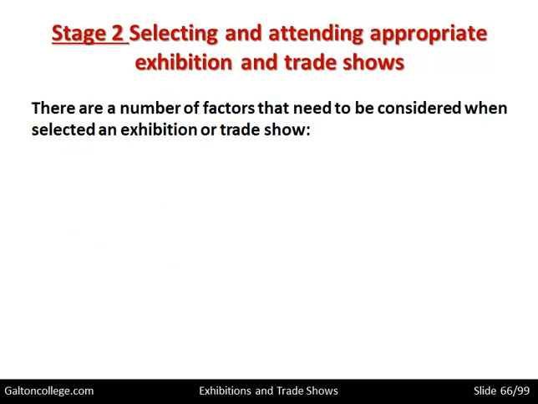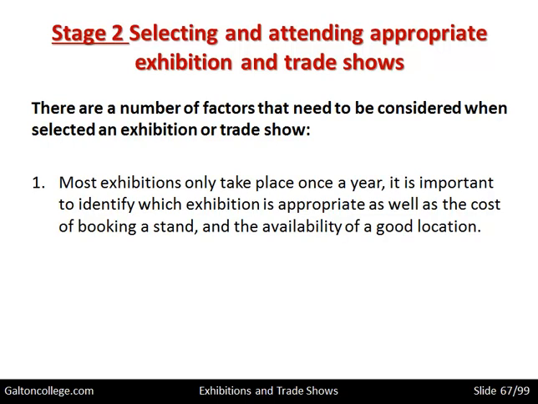There are a number of factors that need to be considered when selecting an exhibition and trade show. Well, most exhibitions only take place once a year, as I said earlier, and it's important to identify which exhibition is appropriate, as well as the cost of booking a stand and the availability of a good location. Now, these are issues that I mentioned earlier. It's important that the stand is in a prime position or in a good position. It'll cost more, but it should yield better results. If it's stashed away down the back of the show, people may not even get there, so they won't see it. So it's a waste of time and energy and effort. So it's important that the right show is selected and the cost is properly funded and there's a proper budget for the whole activity.